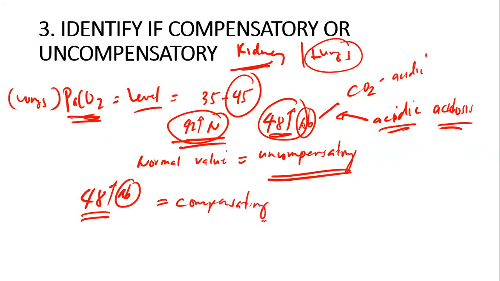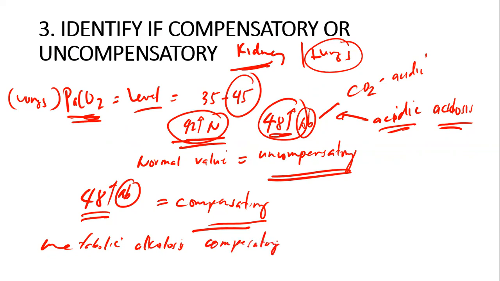All right, compensating. So you now identify it as compensating. So you have your metabolic alkalosis, compensatory. So now the last step, since it's compensating, you will go to step 4. It is if it is partial or fully.